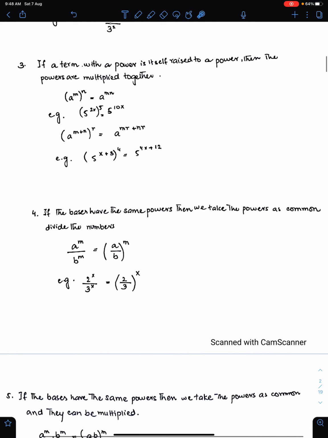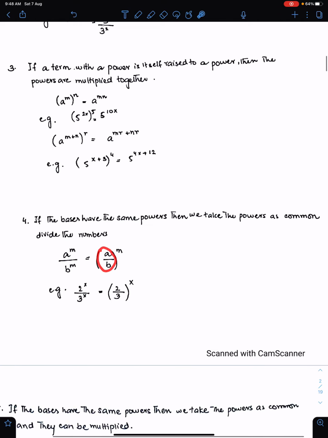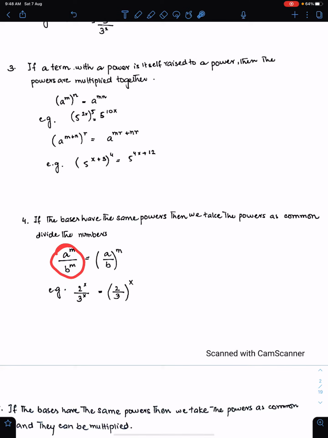Number 4. If the bases have the same powers like this, then we take the powers as common and divide the numbers like this. We can write this as a upon b whole power n. Similarly, we can write this as 2 upon 3 whole power x.